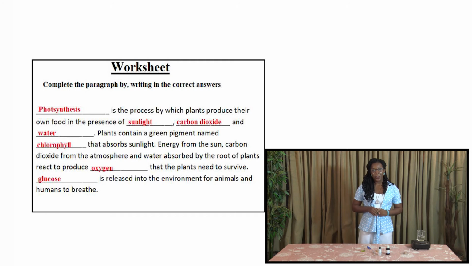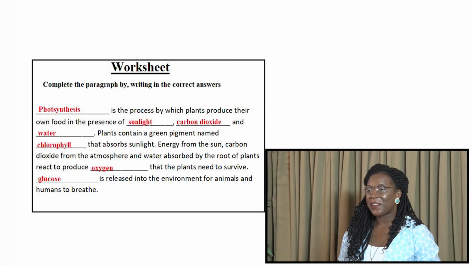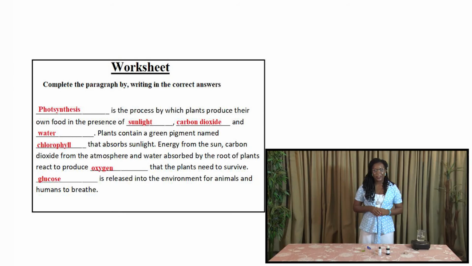Now let us see if you have these answers. Photosynthesis is the process by which plants produce their own food in the presence of sunlight, carbon dioxide, and water. Plants contain a green pigment named chlorophyll that absorbs sunlight. Energy from the sun, carbon dioxide from the atmosphere, and water absorbed by the root of plants react to produce glucose that the plants need to survive. Oxygen is released into the environment for animals and humans to breathe.